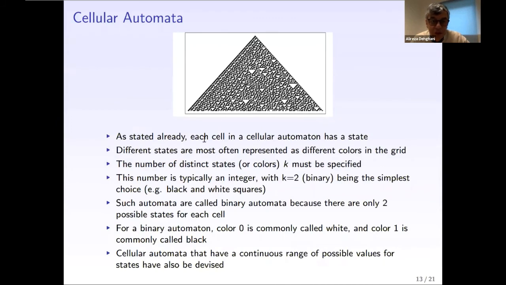Okay, as stated already, each cell has a state, and different states can have different colors. The number of distinct states could be K. K could be 2, which is binary. So if we have black or white, which is binary, such automata are also called binary automata. We'll talk about that. The number we can assign is color 0 for white and color 1 for black. Cellular automata can also have a continuous range of states, for example real numbers from 0 to 1 or anything. So that could be another type of cellular automata.